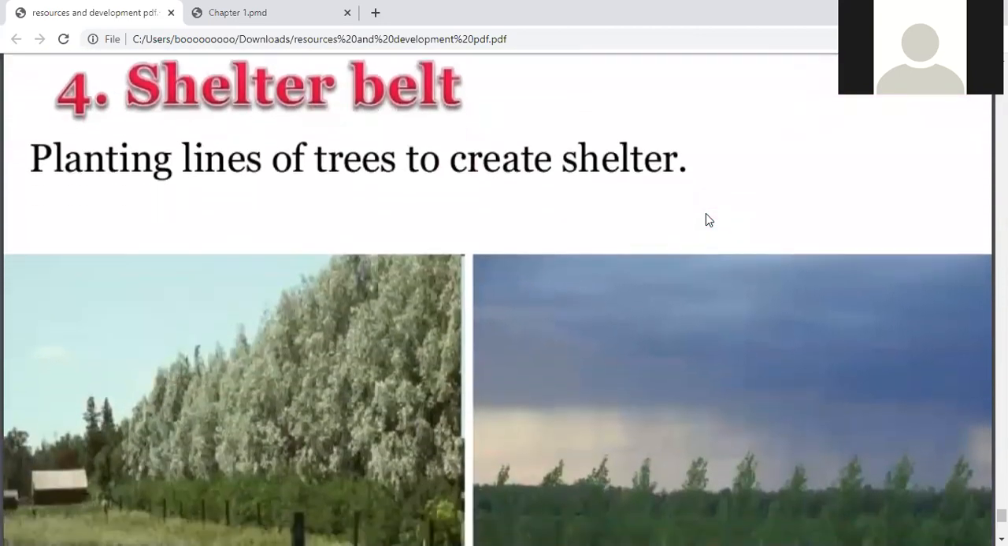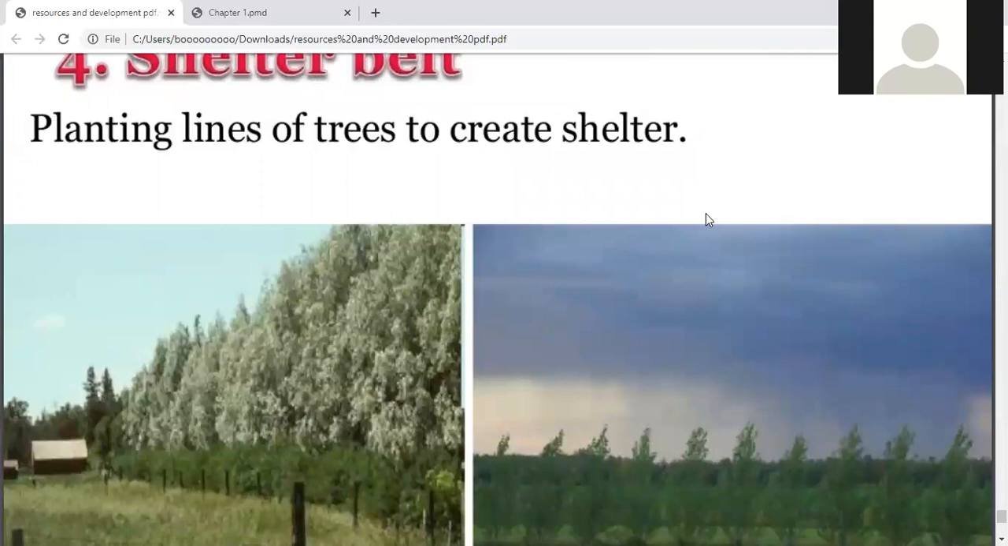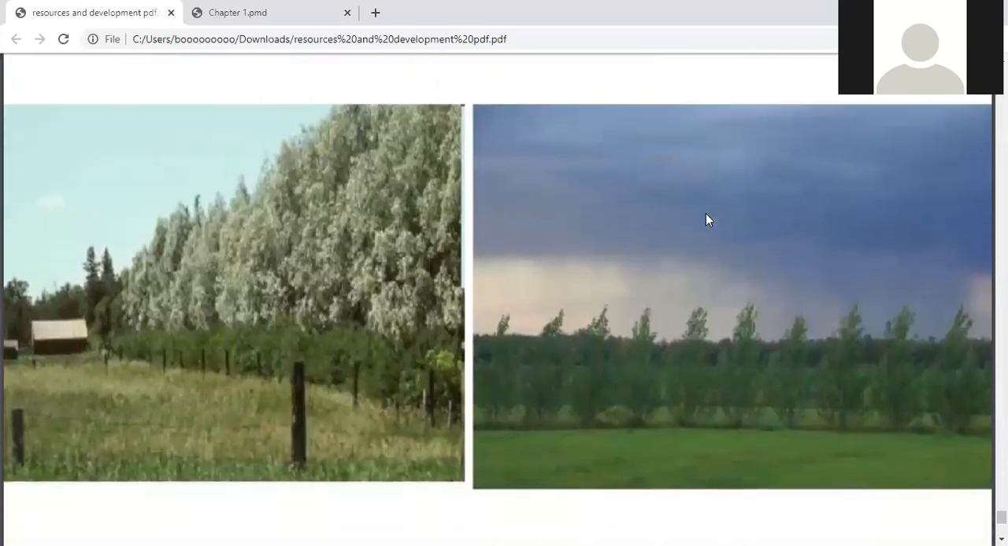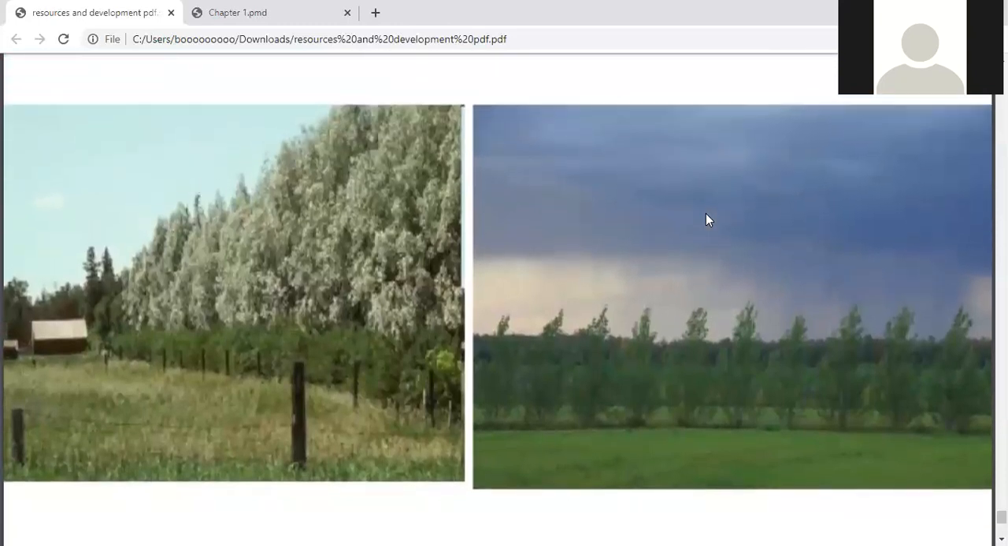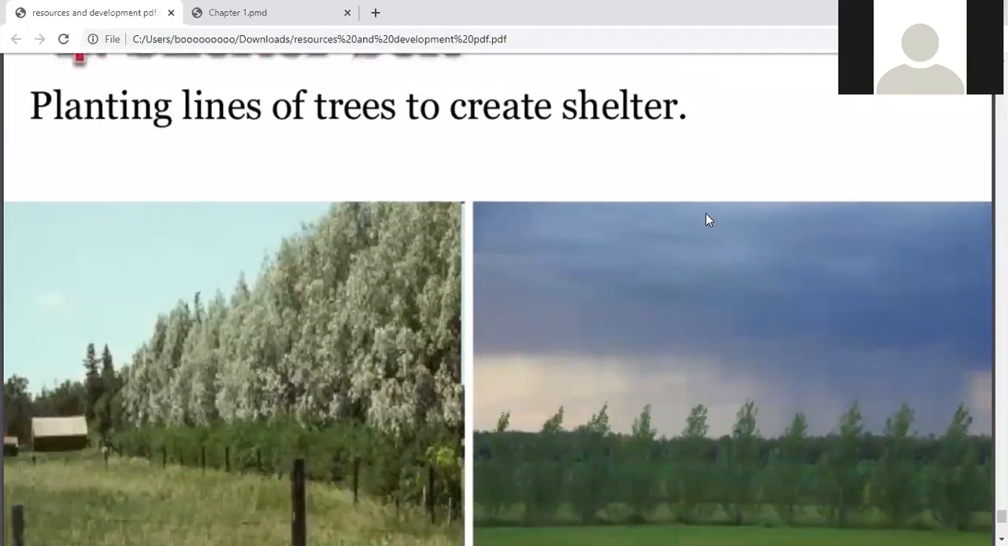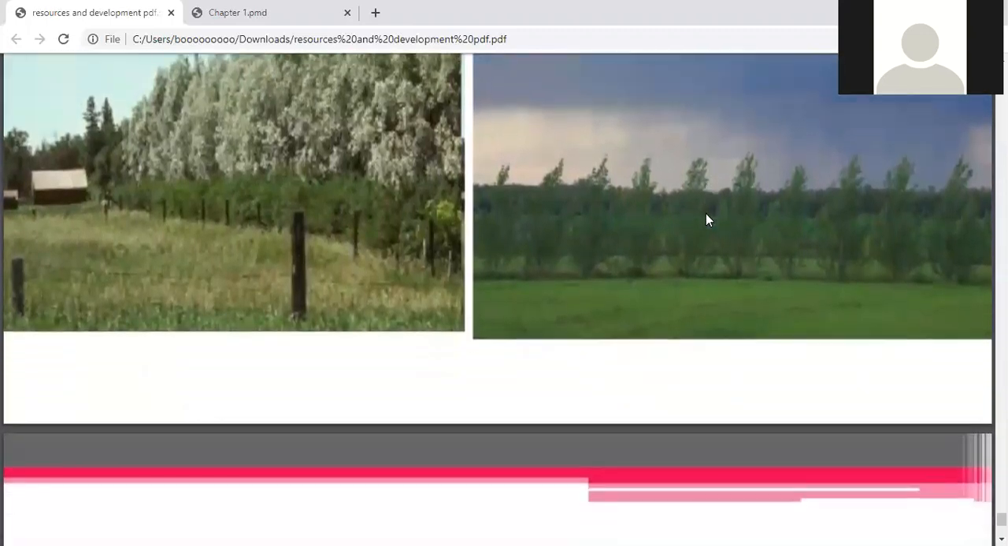Shelter belt. What is it? Planting lines of trees to create shelter. See, crops are there, and at the sides of the crops there are big trees. These trees protect the crops of that area and protect the soil of that area, because the roots of the trees bind the soil together, which will not allow it to erode by wind. This is called shelter belt. Okay, next.